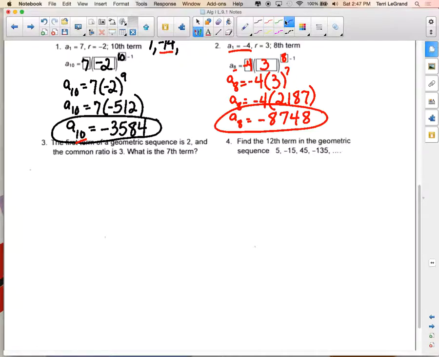Okay, in this next one, it says the first term of a geometric sequence is 2. Let's identify that. That's our a sub 1. And the common ratio is 3. That means r equals 3. And they want the 7th term. So n is going to be 7. So we're going to say a sub 7. We're looking for the 7th term.